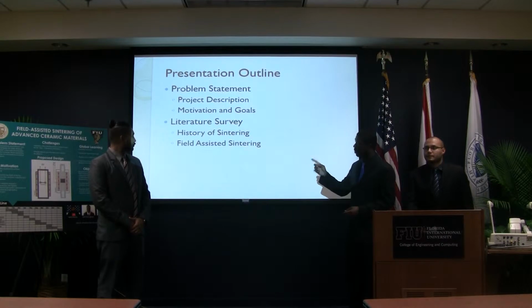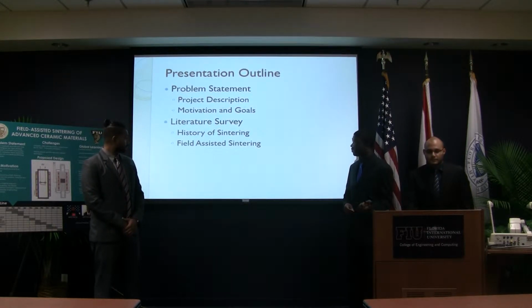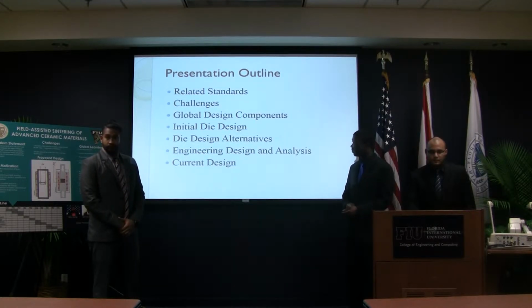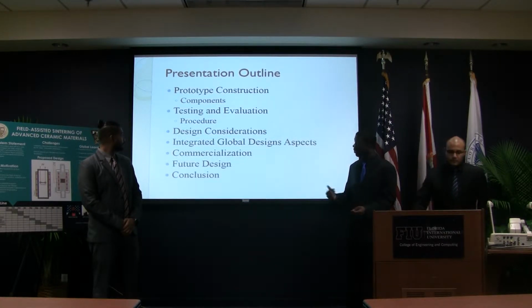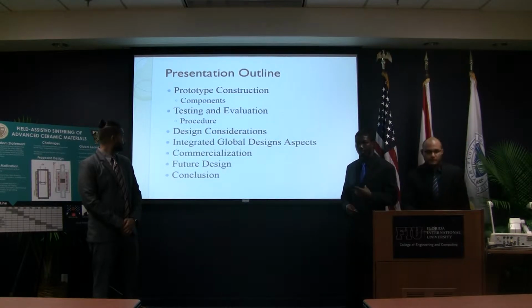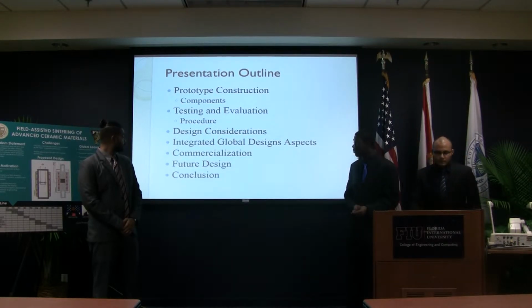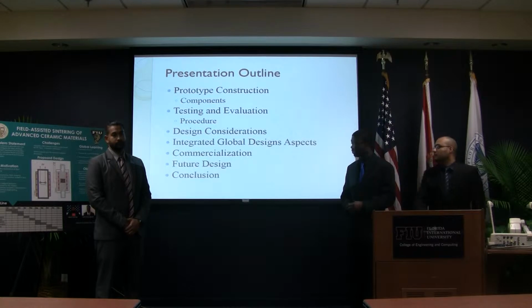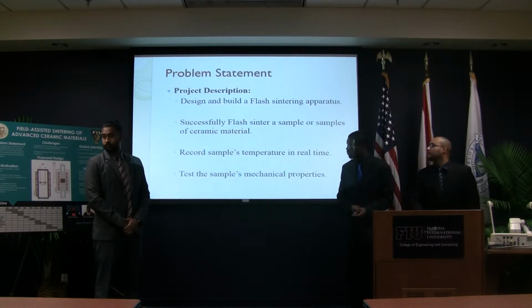We'll go through the problem statement, literature survey, standards related to our project, the challenges that face the team, our global design components, initial die design, as well as iterations of our actual die design, engineering design and analysis, our current design, prototype construction, testing, and evaluation of what we did in the Sabri lab downstairs, design considerations that we took into account, integrated global design aspects, commercialization of our process, future design, and conclusion.